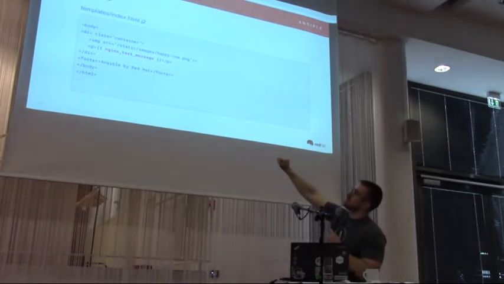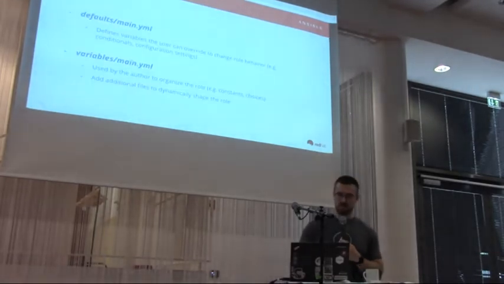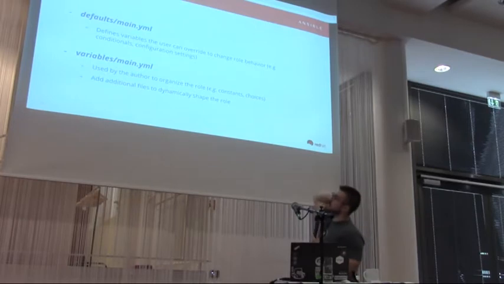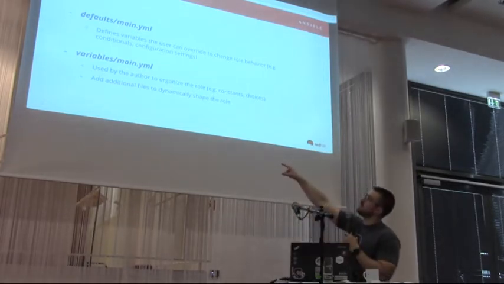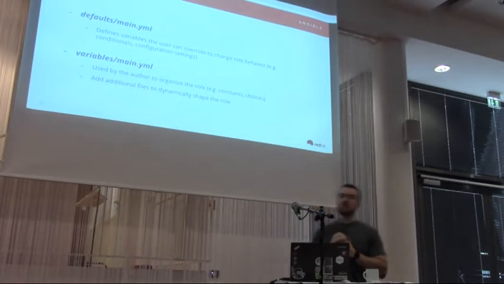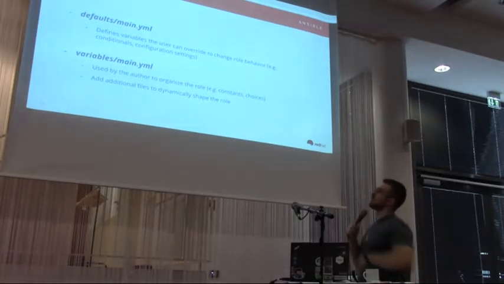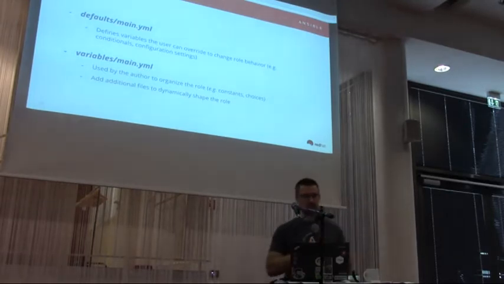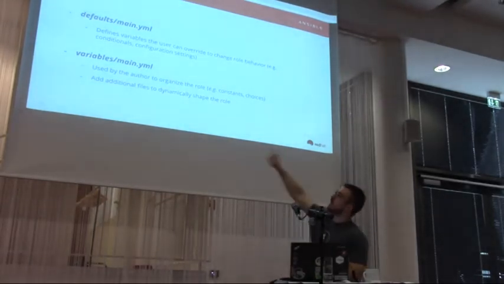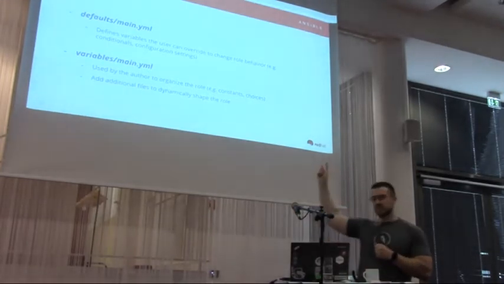So, here's our index.html with a templated message and a paragraph. Then our variables: defining variables the user can override goes in defaults, for conditionals and configuration settings, and then vars main, which is going to be used by the author. That's something you as the role author, hopefully, can use to organize a role and to dynamically change things up within the role. So anything you want your potential users, the people who are going to consume your role, to reuse, put those in defaults.